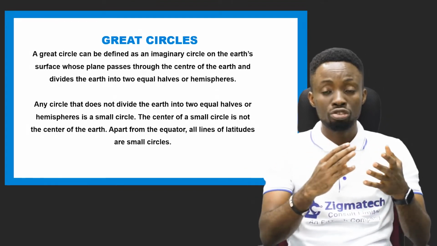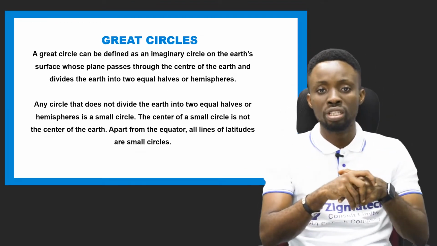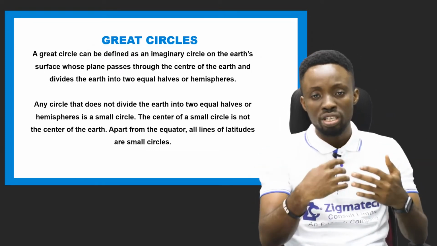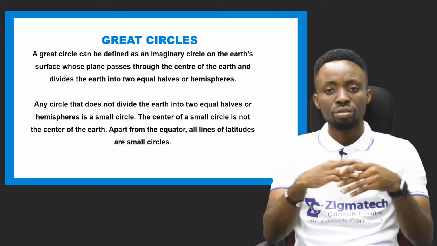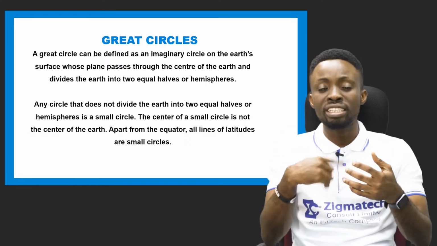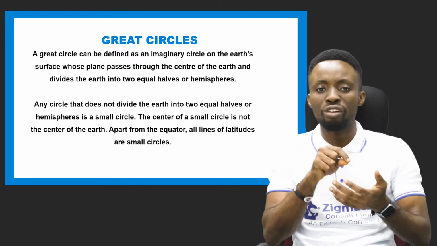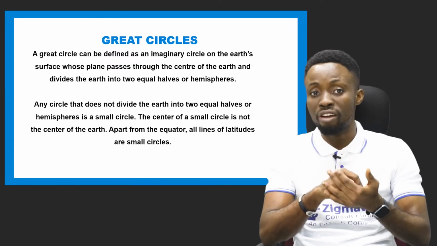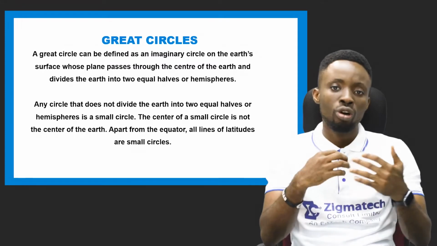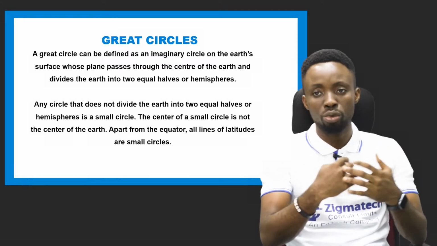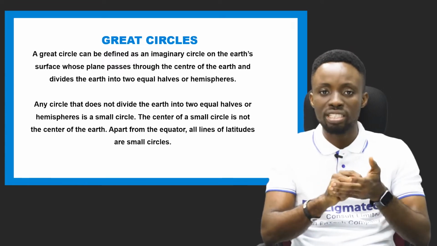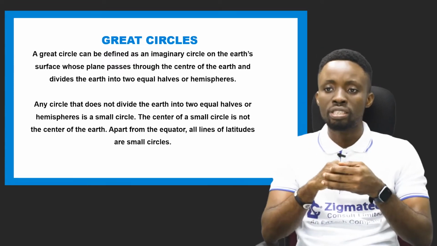Like the Tropic of Cancer, the Tropic of Capricorn, the Antarctic Circle, and the Arctic Circle. These are examples of small circles. Now, for great circles, the radius or the midpoint of every great circle gives us the center of the earth. The midpoint of every great circle, be it the equator or the meridians of the lines of longitude, is the center of the earth.